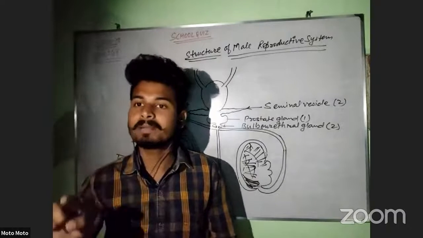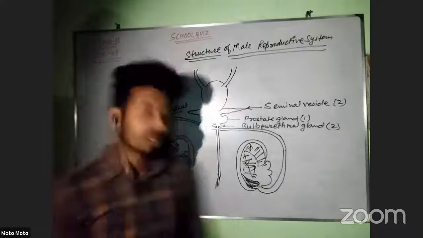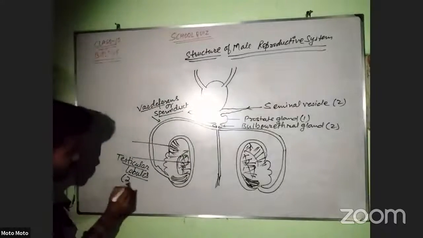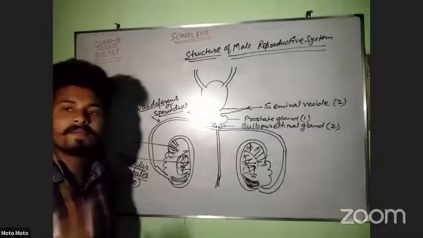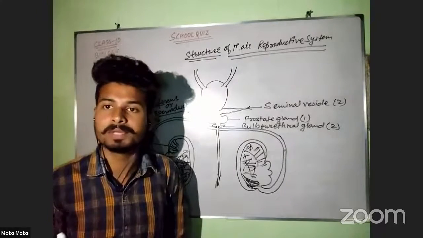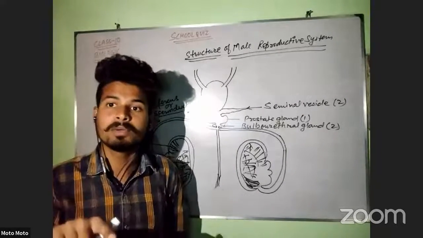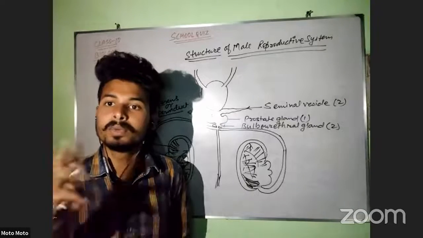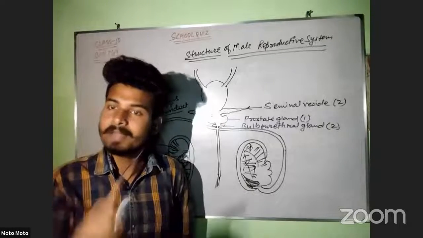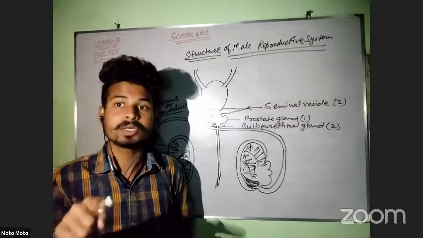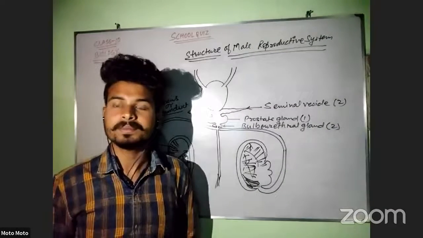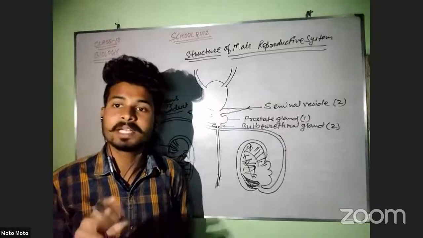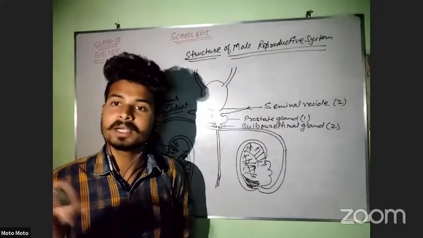These testicular lobules number approximately 250 compartments in each testis. In each testis we will have 250 compartments of testicular lobules, and each testicular lobule will have 2 to 3 seminiferous tubules, and the seminiferous tubule is the part where sperm production takes place. Got it? Sperm production takes place in the seminiferous tubules.